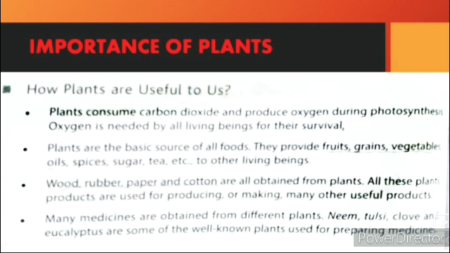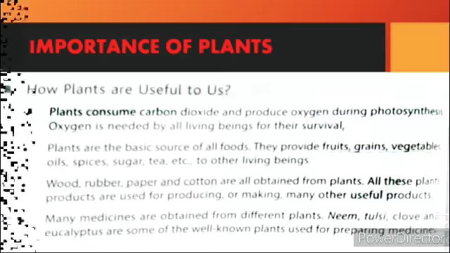Fourth point: many medicines are obtained from different plants. Neem, tulsi, clove, and eucalyptus are some of the well-known plants used for preparing medicines. So this is the importance of plants.